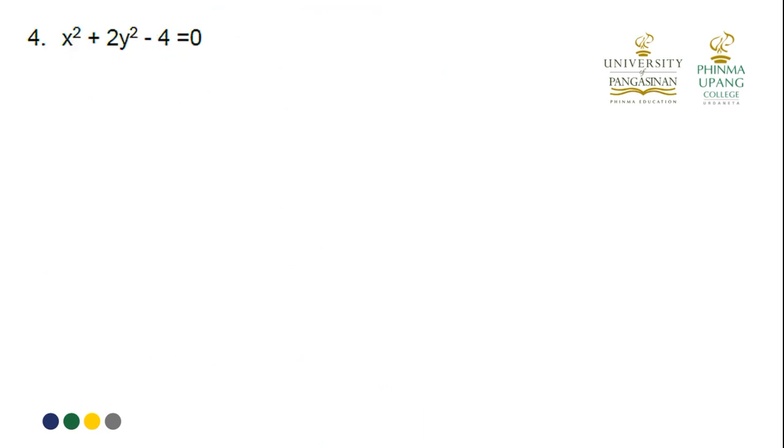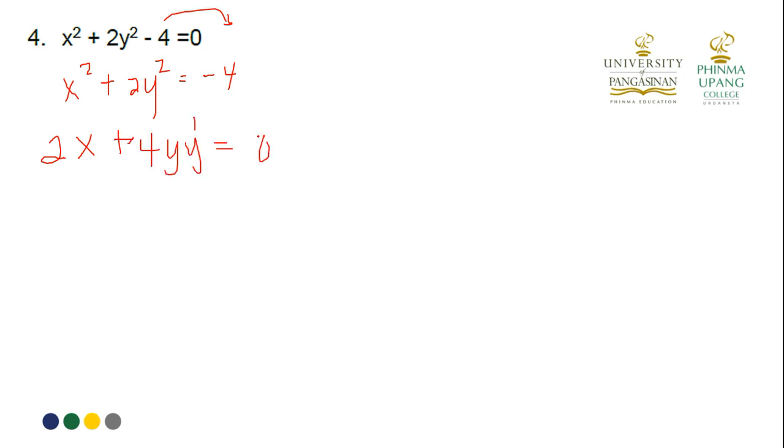Let's move on to number 4. Here number 4, direct na tayong negative 4. Lagay natin sa labas yan. Automatic magiging 0 din yan eh. So magiging x squared plus 2y squared is equal to negative 4. Magiging 2x plus 4y, y prime is equal to 0. X squared, the derivative of x squared is 2x, copy plus. Then the derivative of 2y squared is 4y, then y prime is equal to 0.